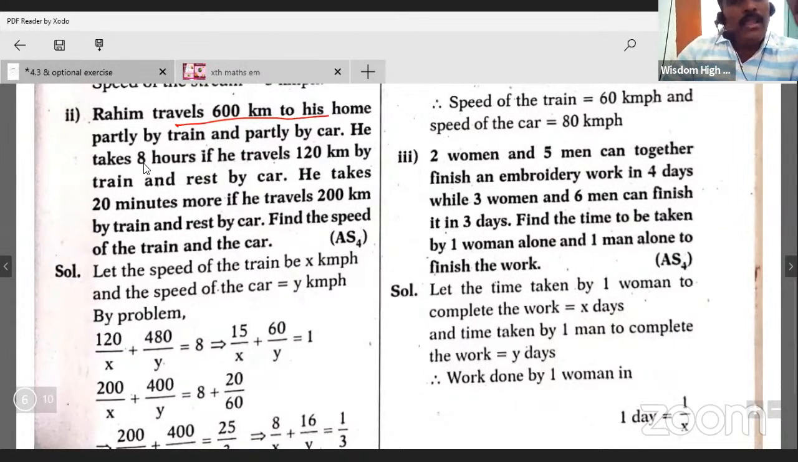Same problem. I think you can solve it. In the second case, he takes 20 minutes more, that means 8 hours 20 minutes. He travels 200 kilometers by train and the rest by car. With two cases, you will get two equations. Let the speed of the train be x and the speed of the car be y. Here you need not add and subtract speeds. Use the formula distance by speed in the first case and second case. Try to solve it really.